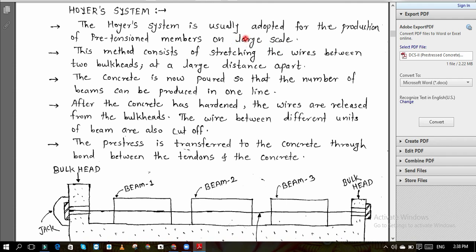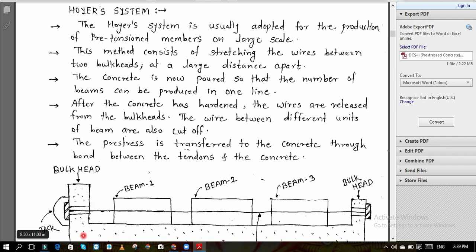So what does this system say? The method consists of stretching the wires between two bulkheads at a large distance apart. Wires means tendon. So here you can see this is the tendon. A single tendon is passed through all three beams. It is attached end to end, and these are the fixed supports. These are called bulkheads, and from one bulkhead to another bulkhead, a tendon is passed. It is passed through a number of beams, 1, 2, 3, 4, whatever it may be, but the single tendon is passed through all the beams.